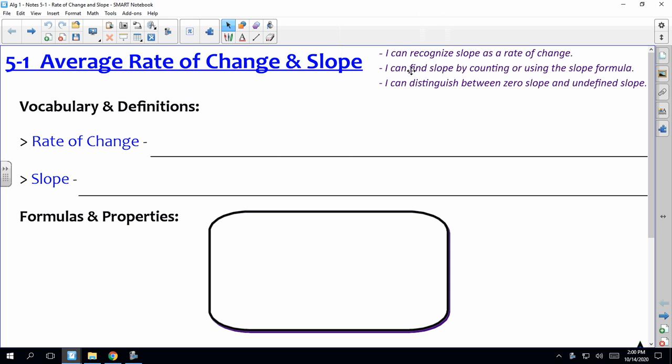All right, guys, this is 5.1, average rate of change and slope. So we're getting into the specifics of linear functions here for Algebra 1. So definitions, a couple definitions here.